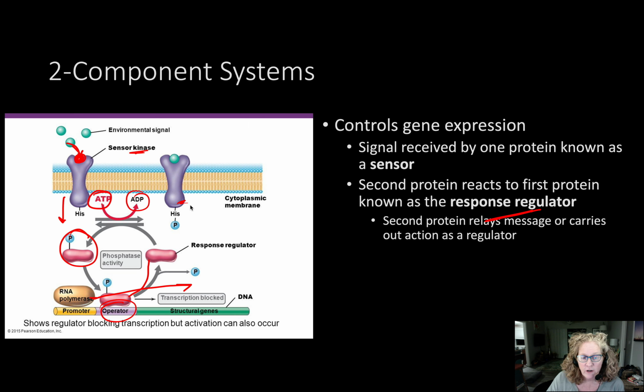And we, of course, have our sensor kinase here will eventually lose that phosphate group and go back to its original shape to start the process again. So we have a two-component system. We have one protein, our sensor, that's going to receive the environmental signal and phosphorylate the response regulator. The response regulator is going to tell the genetic material to either transcribe the gene or block transcription of the gene.